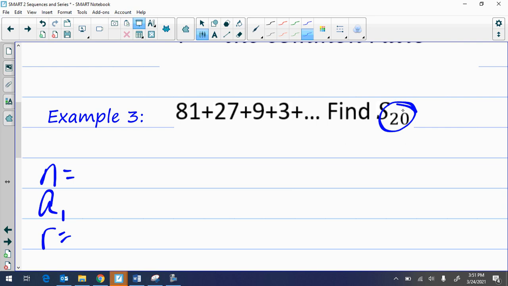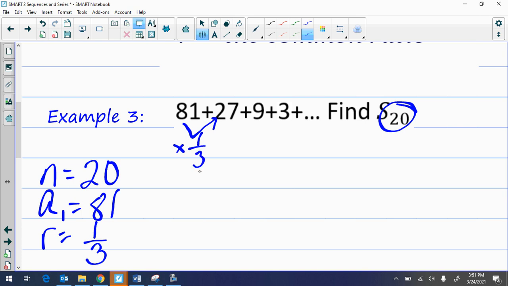So it tells me to find S sub 20. So n is 20. A sub 1 is easy, that's 81. And my r, we know it's geometric. So I'm going to do 81 times what is 27. If you're not sure, do 27 divided by 81, which is going to give you 0.333, but we're not going to write it like that. We're going to write it as 1/3. So my ratio is 1/3. I am multiplying by 1/3.